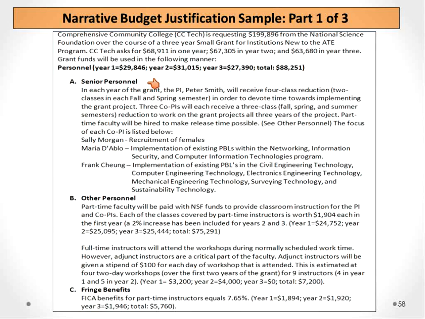And then you'll notice, and this goes back to something I mentioned earlier, that each budget category that aligns with the NSF budget form is explained separately and clearly labeled. Senior personnel, who is this? What are they going to do? And how much are you going to pay them? Other personnel, who are they?